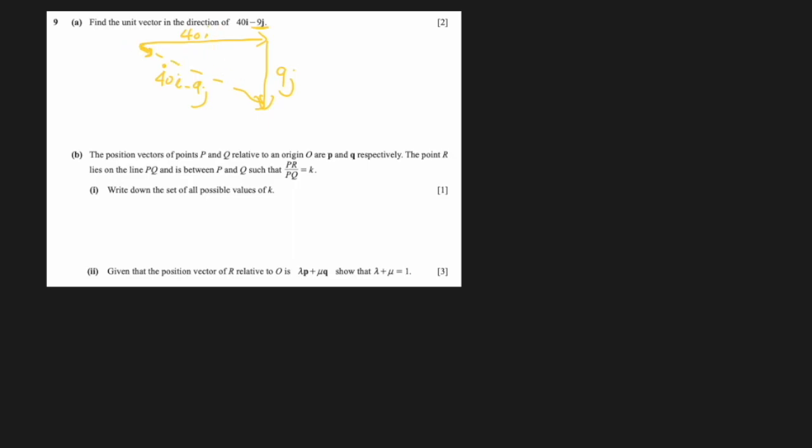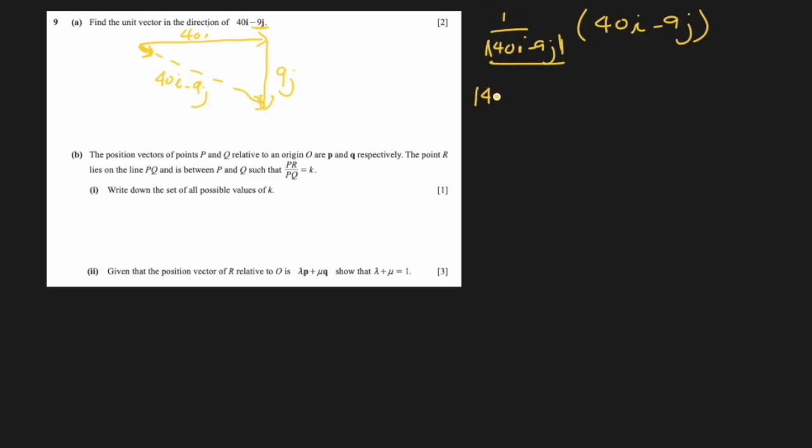So what do we do in such a case? We find the magnitude of this, right? Whatever the magnitude is, we divide by the magnitude and we'll get the magnitude equal to 1 unit. That's what we do. So that means 1 over the magnitude of 40i minus 9j, we just multiply it with the vector itself. That's how we find a smaller vector, right? We find the fraction of the big vector to get a smaller unit vector.